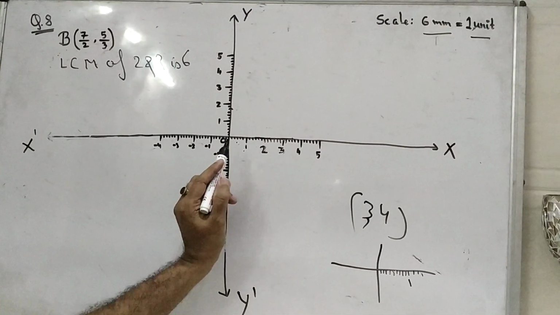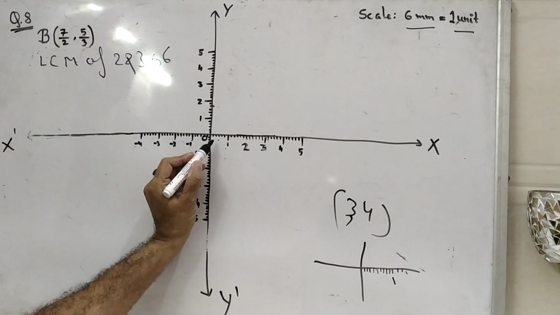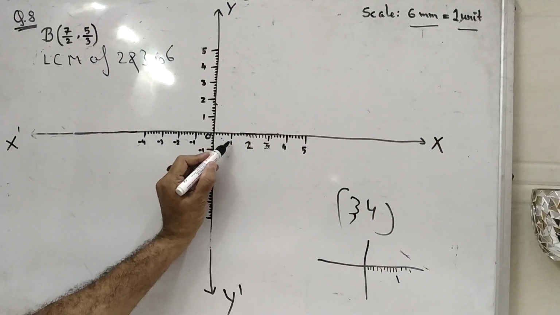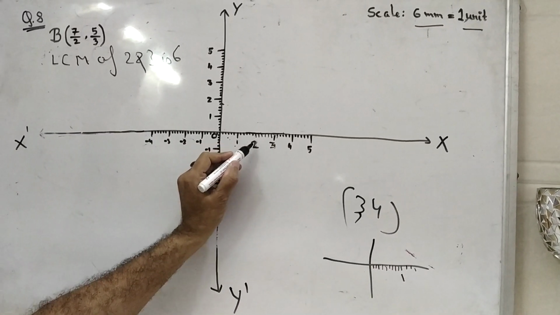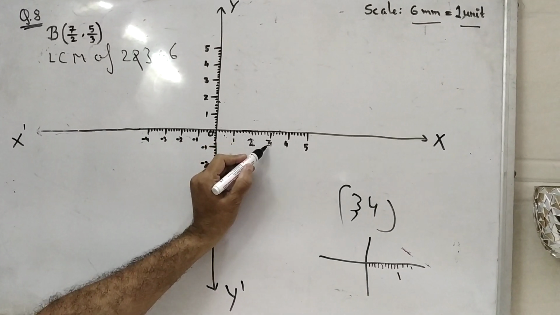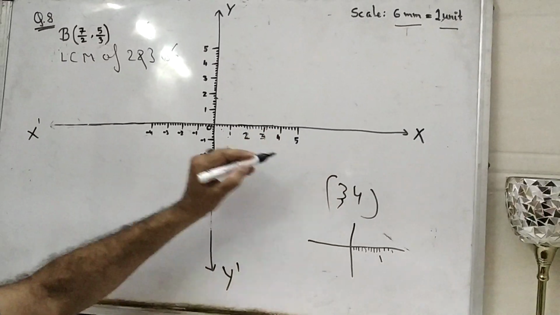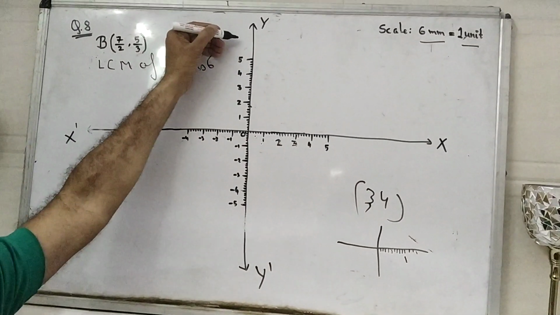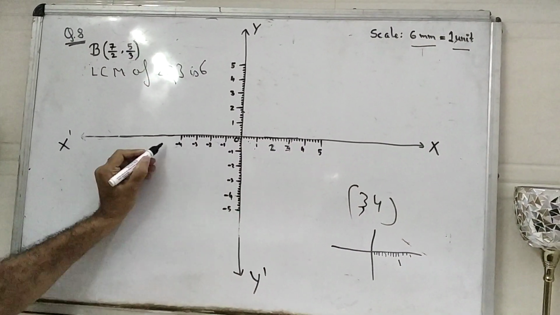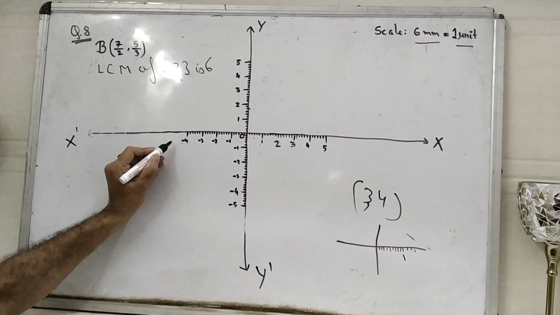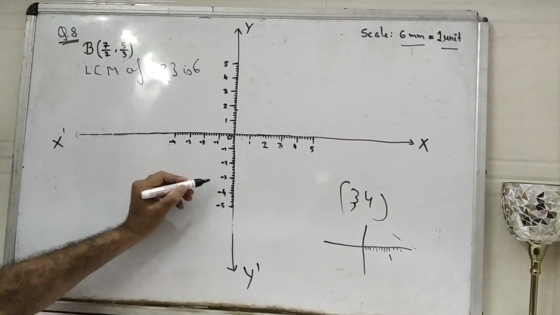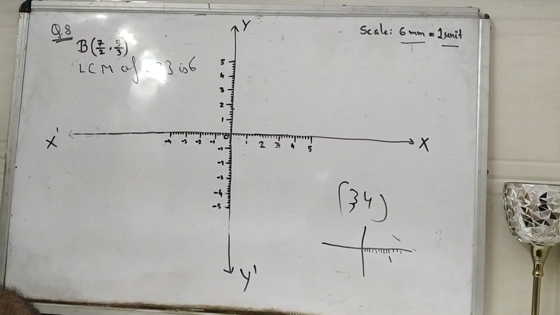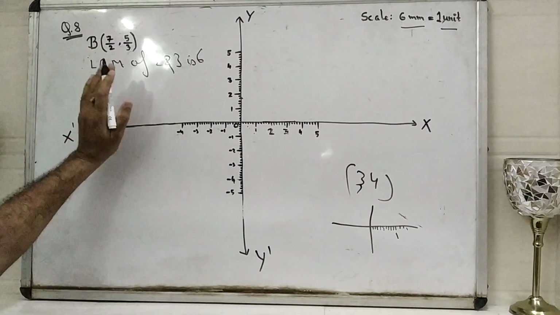So now I have put the points like that. After 6 mm is 1, another 6 mm is 2, another 6 mm is 3, and so on. In this way, this side I have plotted 1, 2, 3, 4, 5. This side I have plotted minus 1, minus 2, minus 3, minus 4. This side also minus 1, minus 2, minus 3, minus 4, minus 5. Now come to your question.